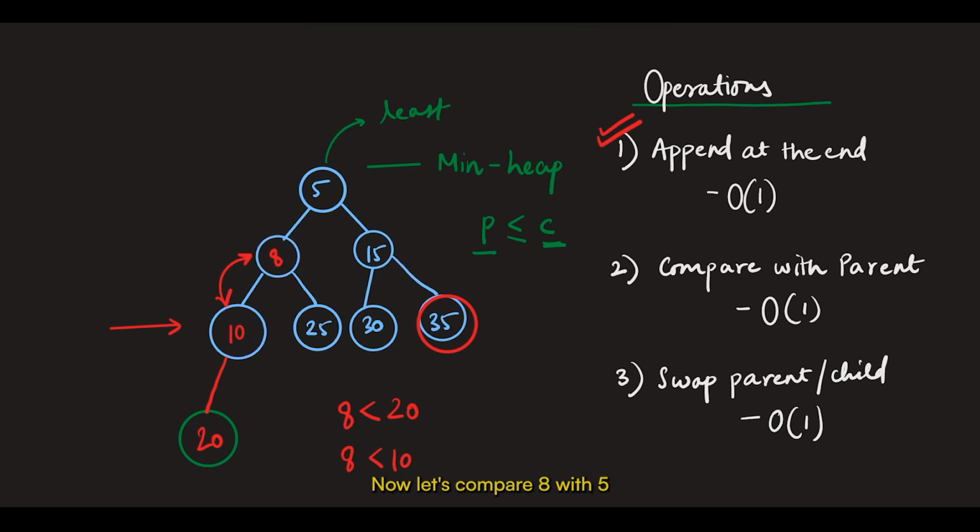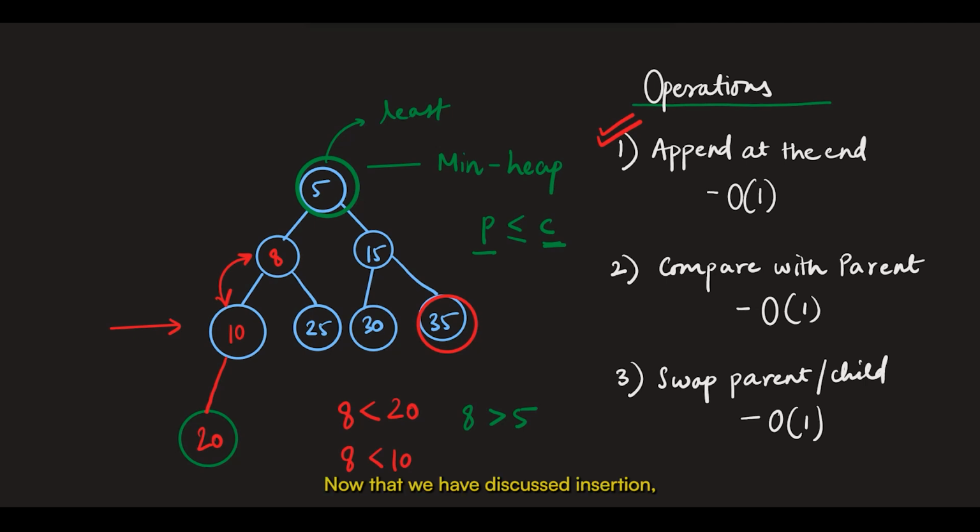Now let's compare 8 with 5. Now 8 will be greater than 5. Hence, this node follows the property of a min heap. Hence, we do not have to swap anymore and we are done with the operations. This heap that we have got follows the property of a min heap through and through.